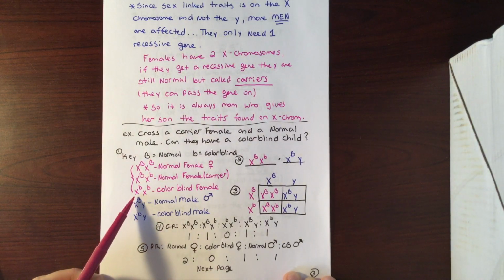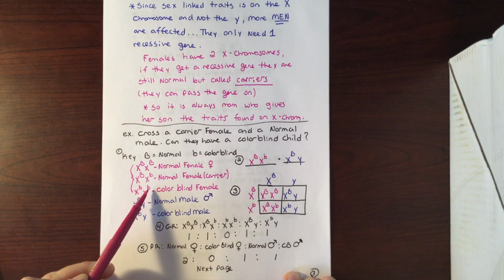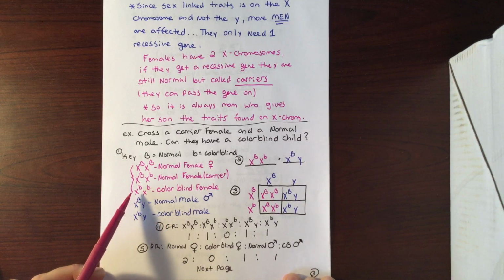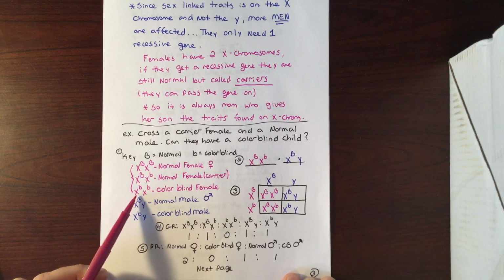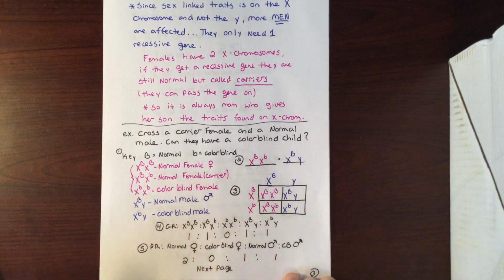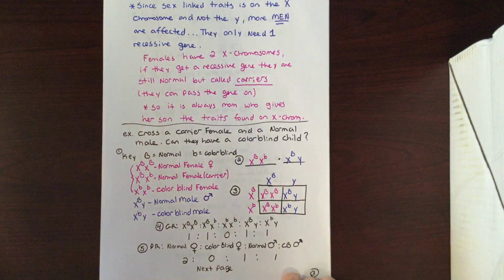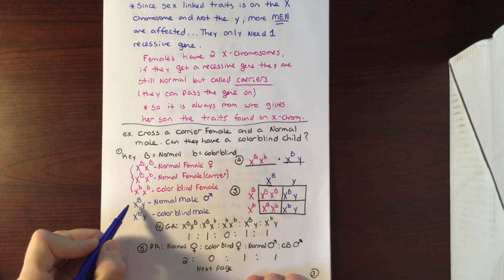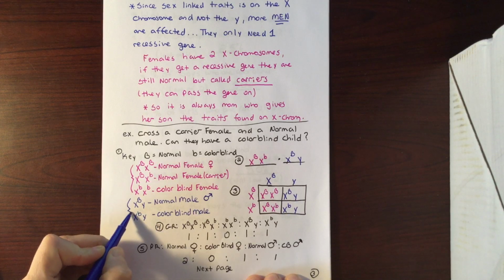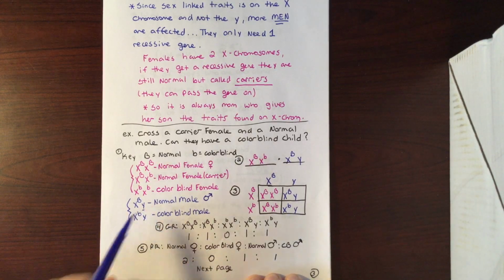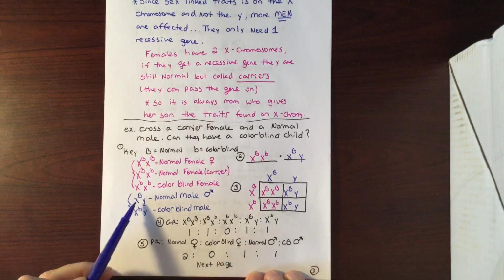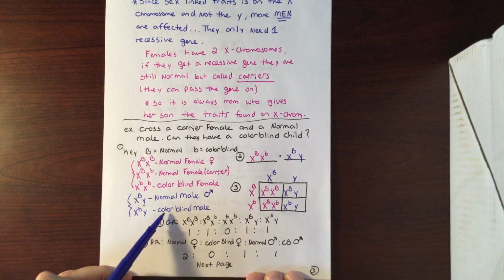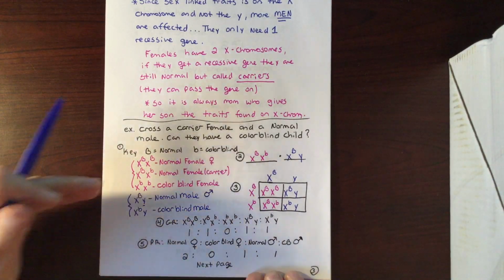The only way you can get a colorblind female is that mom gives a recessive gene and dad gives a recessive gene. So if you have a colorblind female, her father absolutely has to be colorblind. So X little b is my only choice there for my colorblind female. With my boys, I only have 2 choices. Either you have it or you don't. There is no carrier. There is no heterozygous choice here. Nothing is going on that Y chromosome. So it's either X big B Y, normal male, or X little b Y, colorblind male. You either have it or you don't.